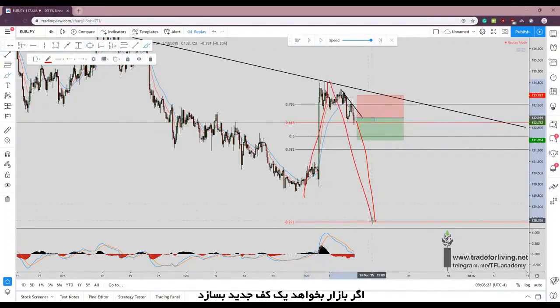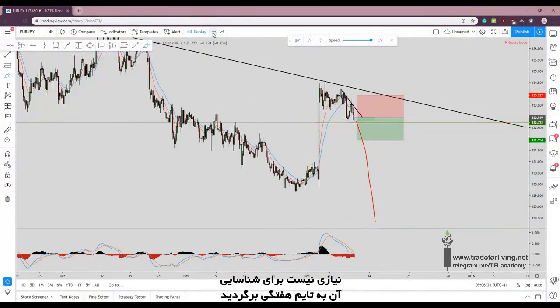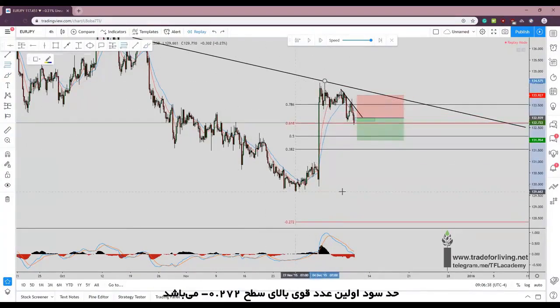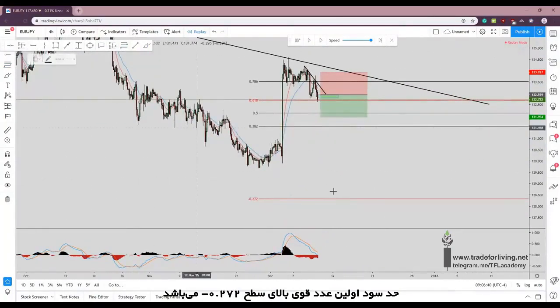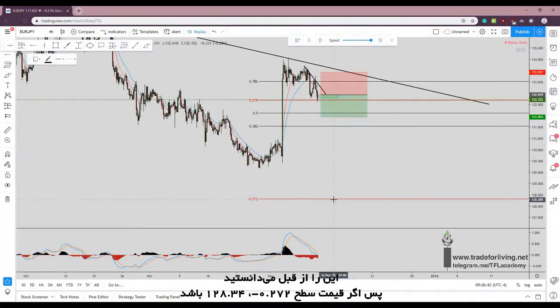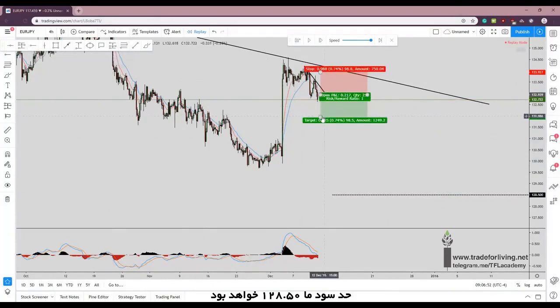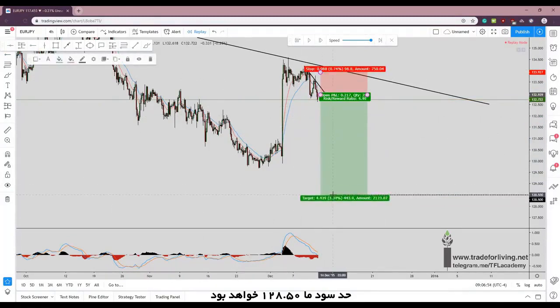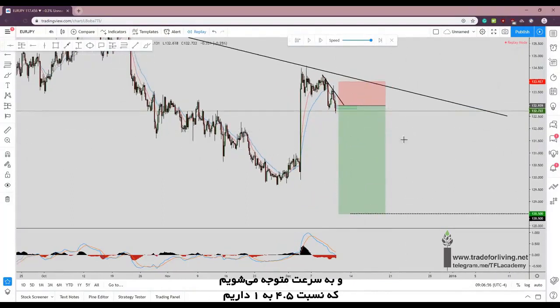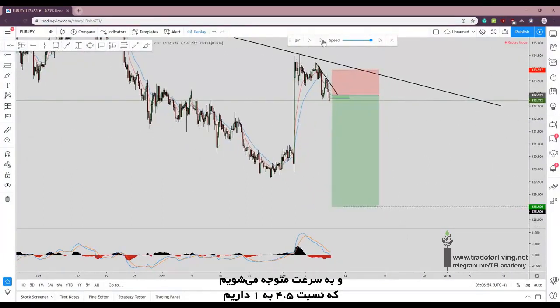If now the market is supposed to create a lower low, this will be the previous leg. It's always the same concept. There is no need to go on the weekly time frame to identify it. So once we know that this is the previous leg, our take profit will be at the first strong number above the minus 27. We already know it. So if the minus 27 is 108.34, our take profit will be 128.50. So this will be our take profit. And we can immediately see that we have 1 to 4.50.